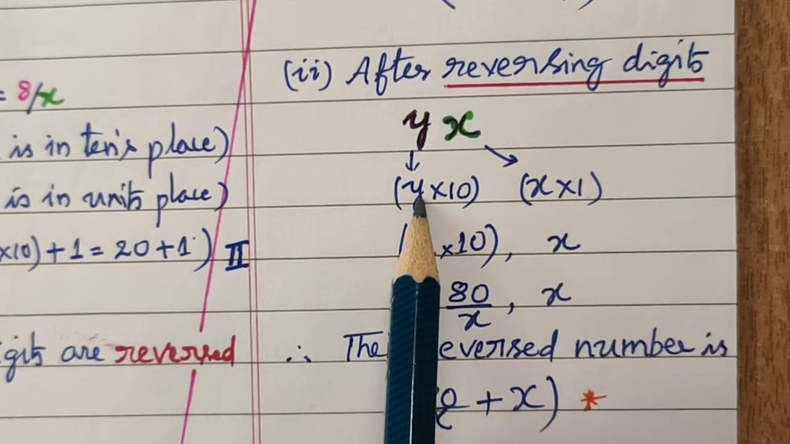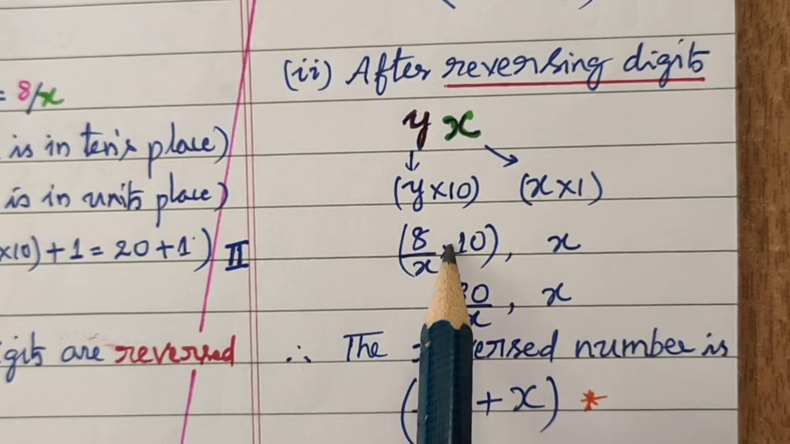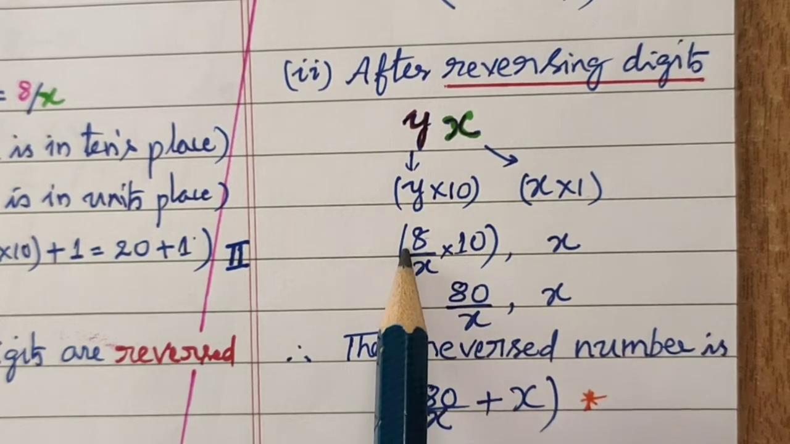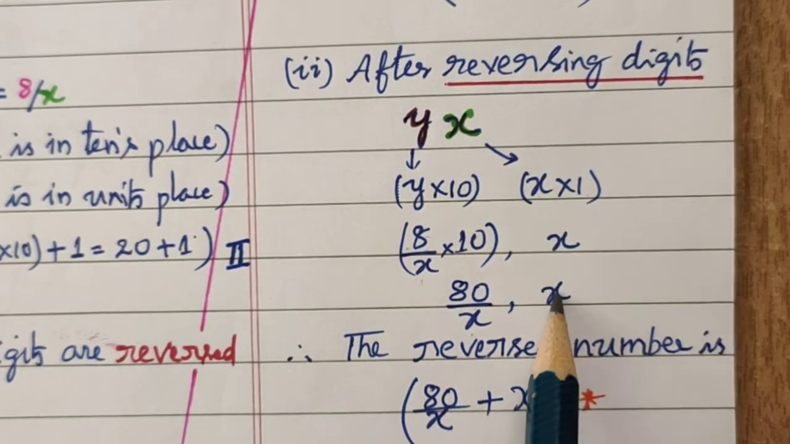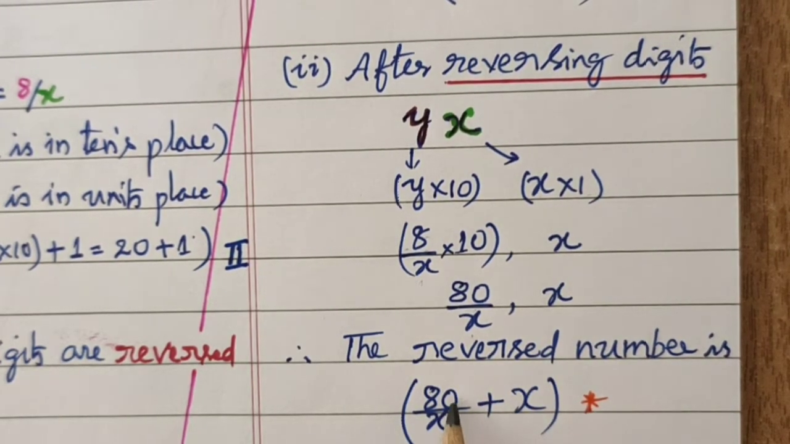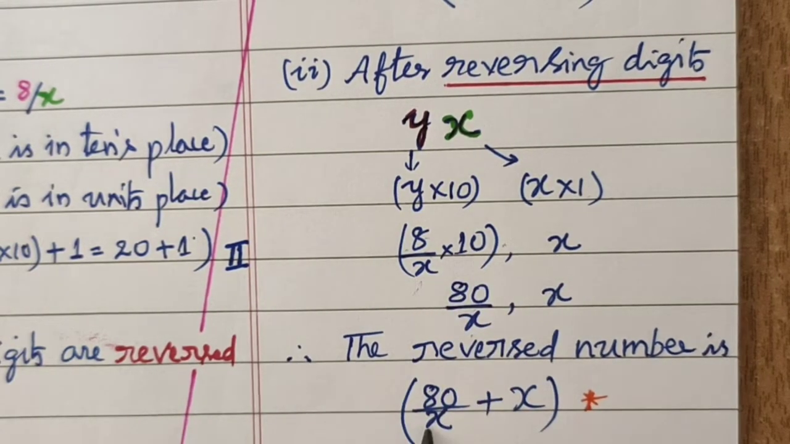Y we already found out, that by the relation xy is equal to 8, then y is equal to 8 by x. Because it is there in tens place, we need to multiply with 10. 10 into 8 is 80 divided by x. In the units place there is x, we are keeping x into 1 as x. The reversed number is going to be 80 divided by x, 8 into 10 by x, 80 by x plus x.